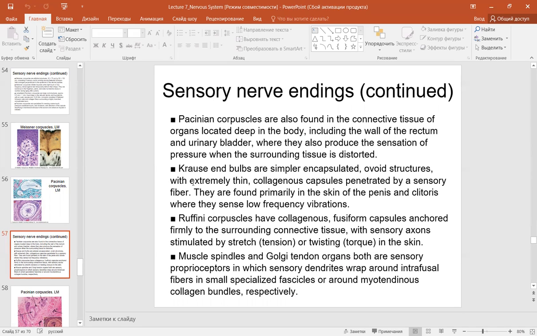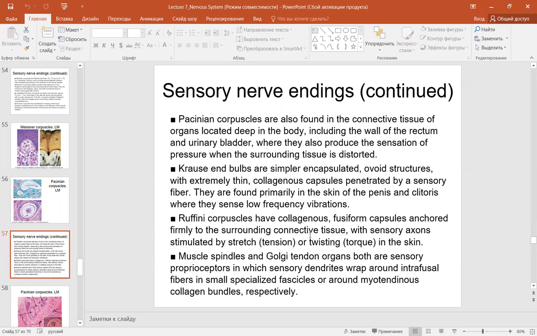Krause end bulbs are simple, encapsulated, ovoid structures with an extremely thin, collagenous capsule penetrated by a sensory fiber. They are found primarily in the skin of the penis and clitoris, where they sense low-frequency vibrations. Ruffini corpuscles are collagenous fusiform capsules anchored firmly to the surrounding connective tissue with sensory axons stimulated by stretch, tension, or twisting torque in the skin.